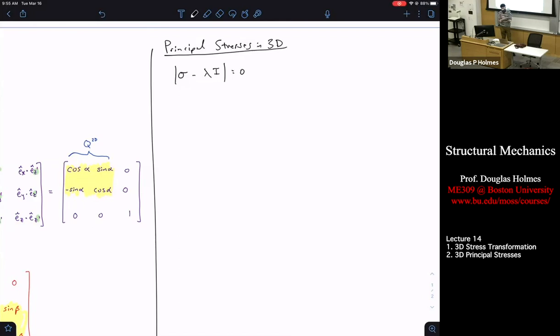And so the end result of this after some algebra is what I was just saying. It's going to be an equation that looks like lambda cubed minus some invariant times lambda squared plus a second invariant times lambda minus I3. The nice thing is that these invariants are the same as they are in 2D. The first invariant of a 3D matrix is just the trace of the matrix. So add up the stuff on the diagonals. That's it.